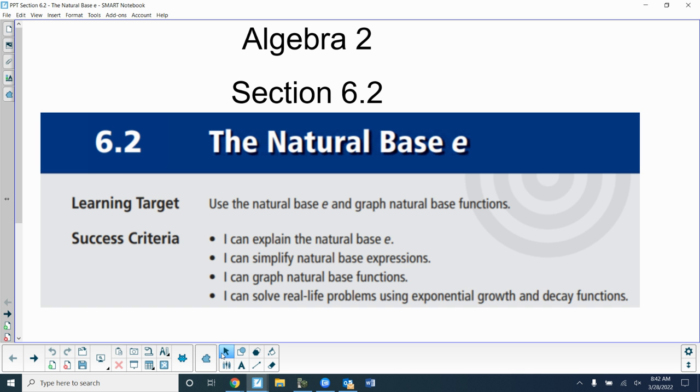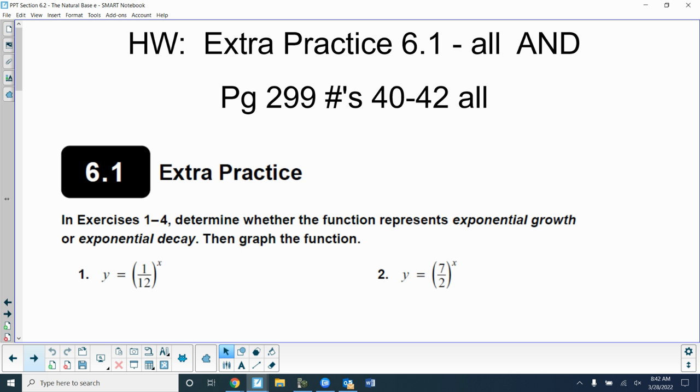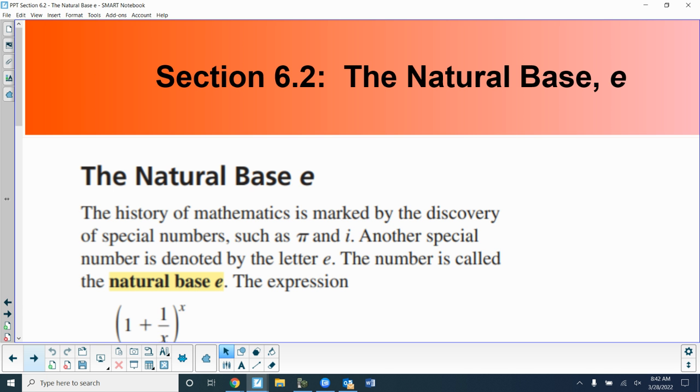So what we're going to do today, just introduce you to the natural base E, and we're going to simplify natural base expressions. You can graph them because you can use your graphing calculator, right? And then there's a couple word problems that we're going to figure out too. Okay? So we already did that. Okay.